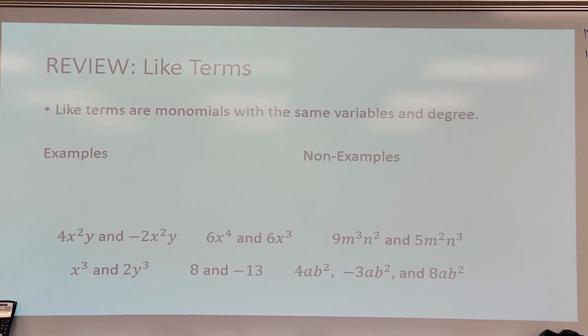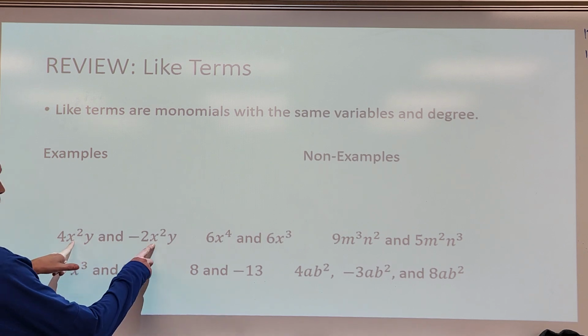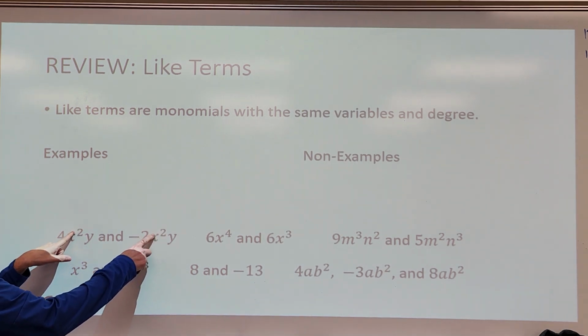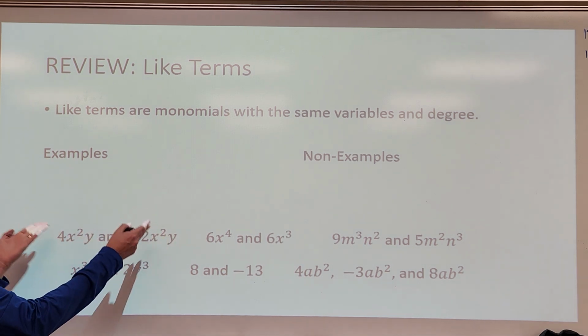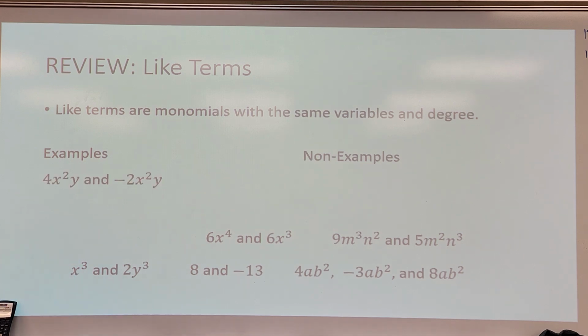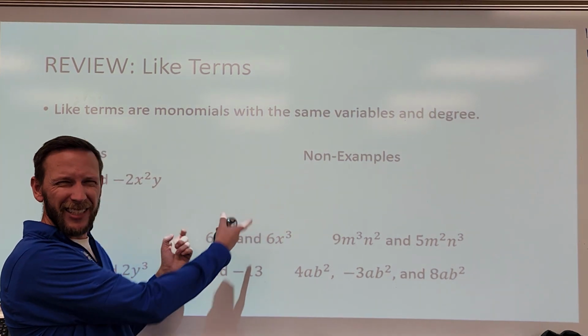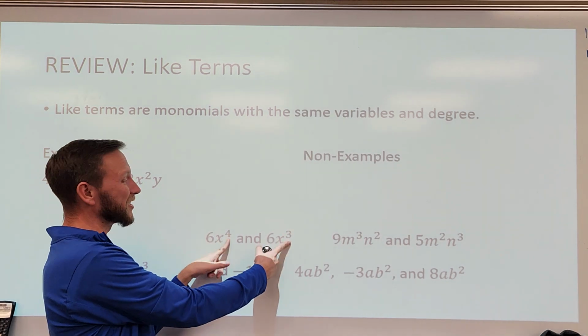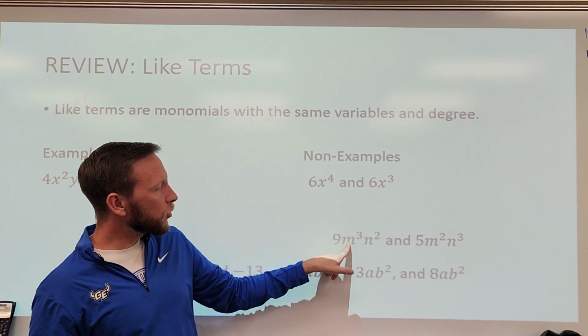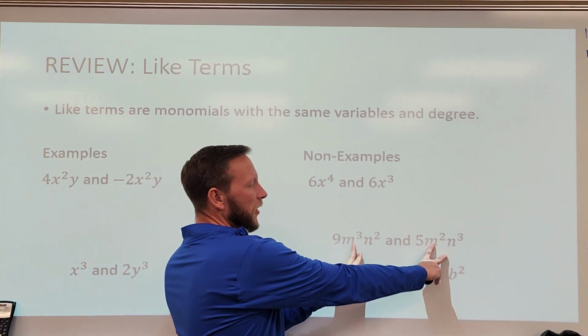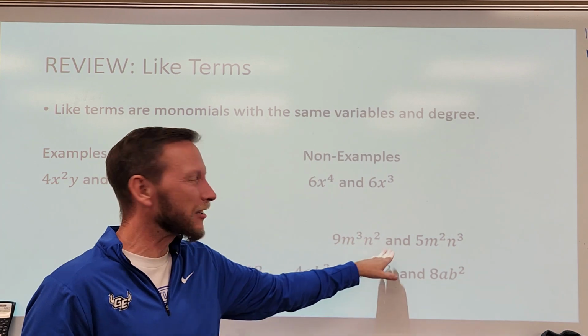So the way that we combine like terms is we have to first identify what like terms are. Like terms are those monomials that have the same variable and the same degree. Here, these have the same variable and degree, they just have different coefficients. So these are like terms. Over here, these have the same coefficients, which is irrelevant, and the same variable, that's good, but different degrees, so these are not like terms. Next, we have m cubed and m squared. Same variables, but different exponents. These are not like terms.